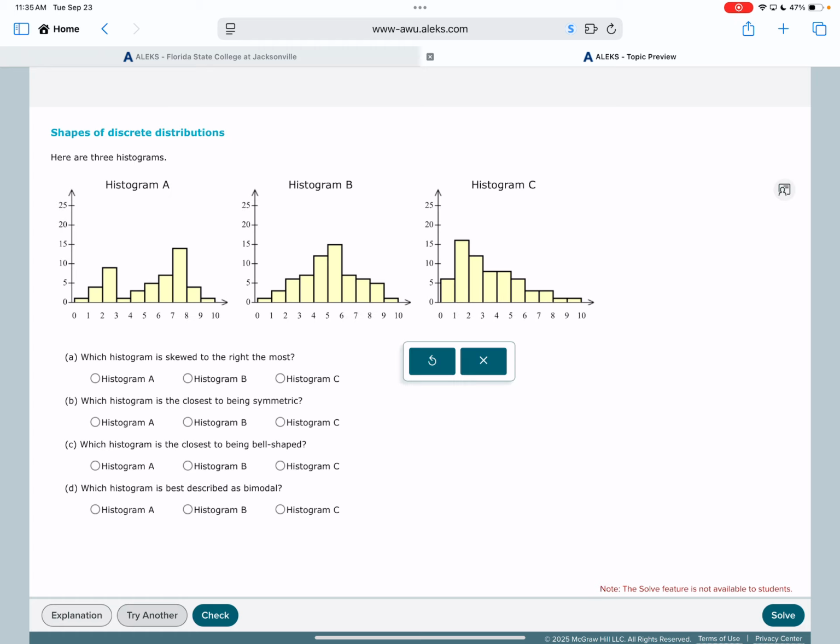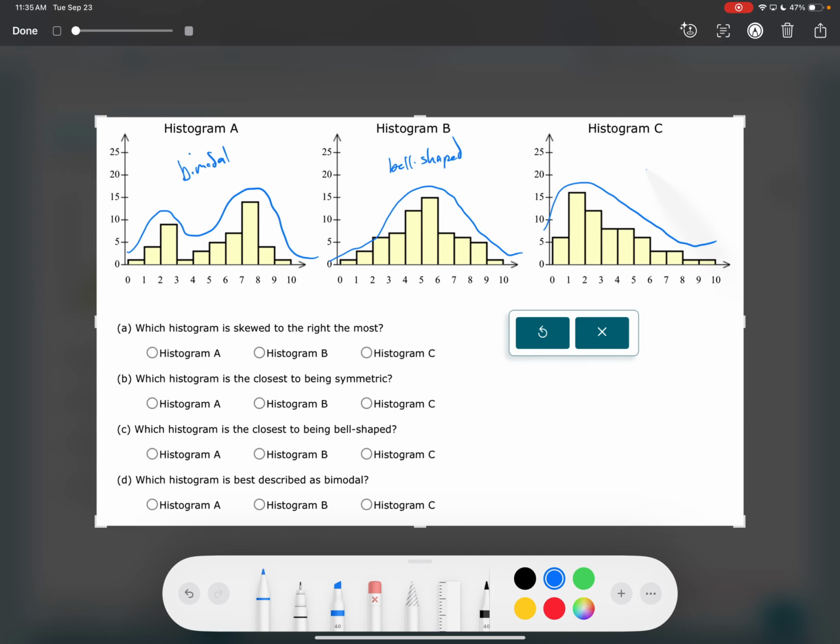So far, they're pretty similar to what we just saw. Let's do this one. All right, so if you want to go through them real quick, I would say this one is bimodal. This one, any guesses? I would say that one is bell-shaped. That one's pretty symmetric. It's not going to be perfect. And then this one would be skewed which way? Right. Find the peak, and the tail's longer on the right, so it's skewed right.